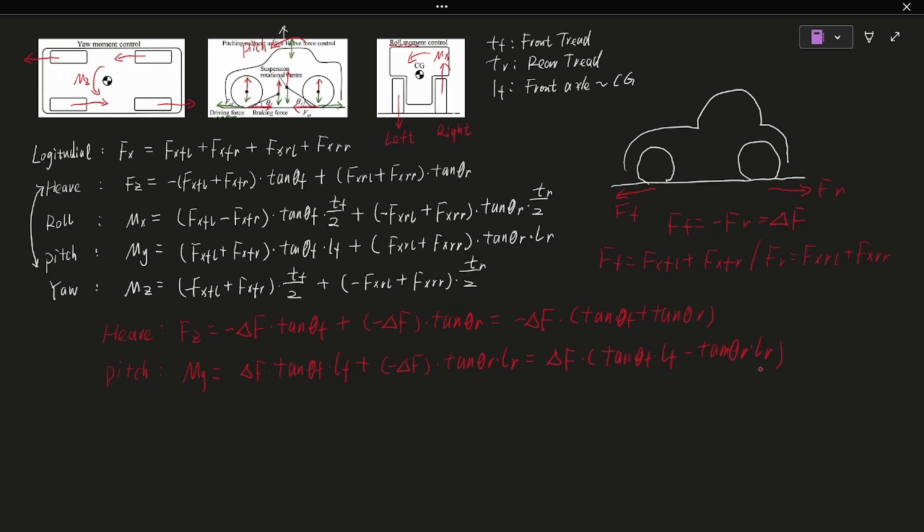Let's compare the equations for height and pitch. The terms inside the brackets are just the basic vehicle parameters. Both height and pitch contain the variable delta F. This means something very important. If we want to apply an upward force to control the height motion, we will inevitably create a pitch dive motion. In engineering, this is called motion coupling. Therefore, height and pitch motions cannot be controlled at the same time.